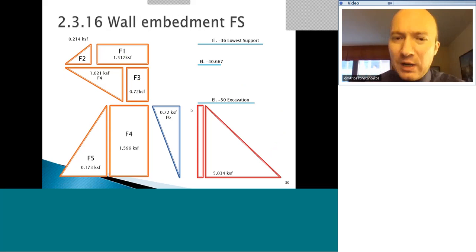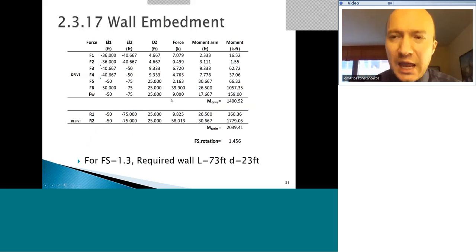When we calculate the wall embedment safety factor, again we have the pressure structure on the active side, let's say the retained side, and on the resisting side, and we're taking moments again. In this case, with a 25-foot wall embedment, we found that the rotational safety factor is 1.456. If you follow Caltrans, they're just requiring 1.3, and the wall embedment comes to 23 feet. Now, I won't say this is your final design, it's just for this example that these are the numbers.